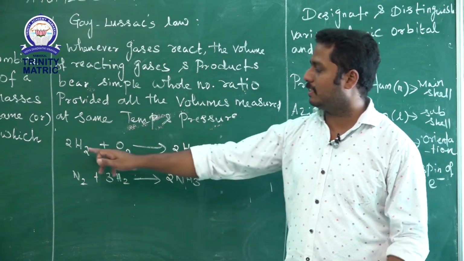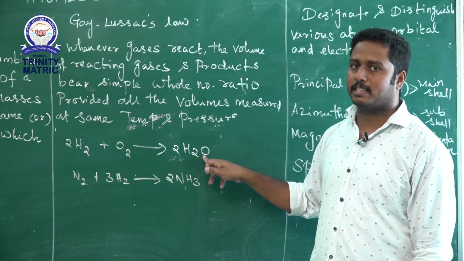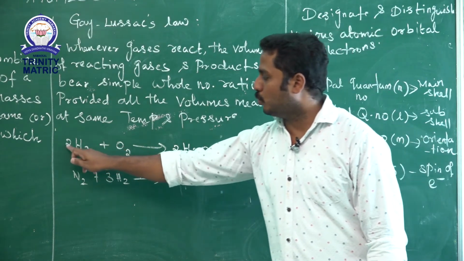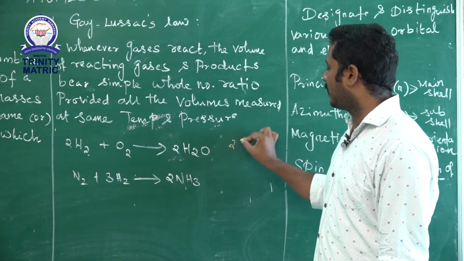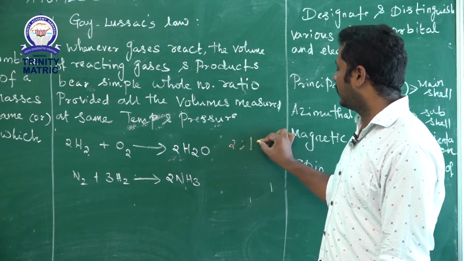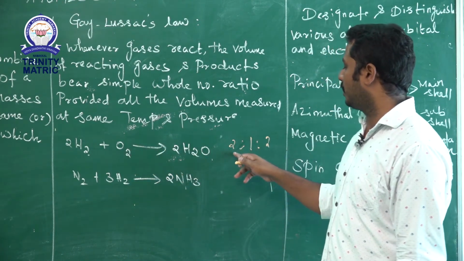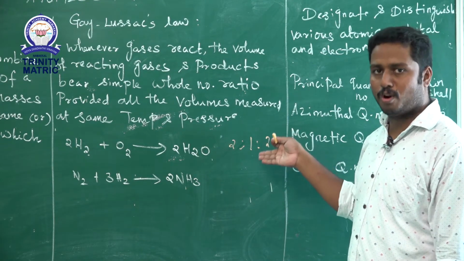For example, hydrogen and oxygen combine to form water. Here, what is the ratio? 2 parts of hydrogen combine with 1 part of oxygen, and give 2 parts of water. So the whole reaction ratio is 2:1. So it is a whole number ratio.